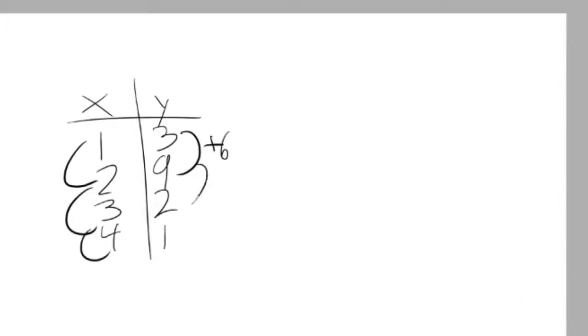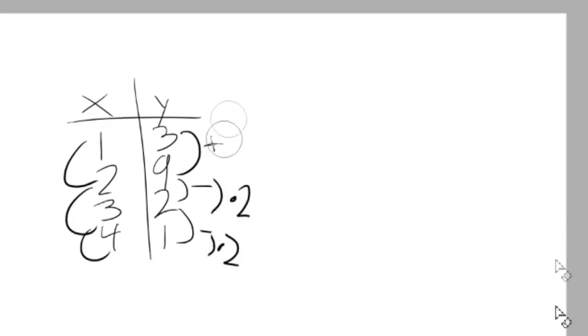That's plus 6, minus 7, minus 1. No correlation. Even if you did division, there's no correlation. It's just numbers. Random numbers that were chosen, which makes this table nonlinear.